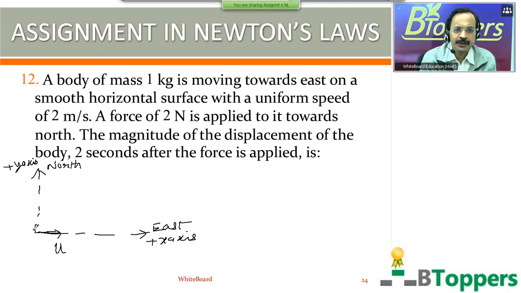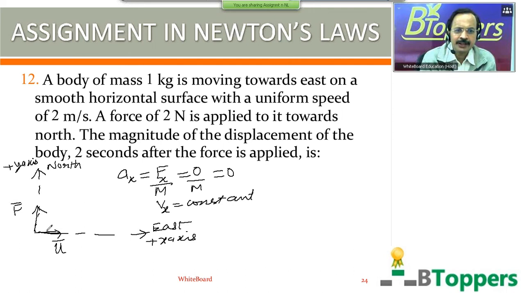The force is applied towards north. The initial velocity is directed towards east. So there will be acceleration towards north, that is along y-axis, but there will be no acceleration along x-axis. The force is directed along positive y-axis or towards north. So component of this force along x-axis is 0. So x component of acceleration is equal to x component of force by mass. X component of force is 0, so x component of acceleration is 0. Therefore, x component of velocity will be constant.